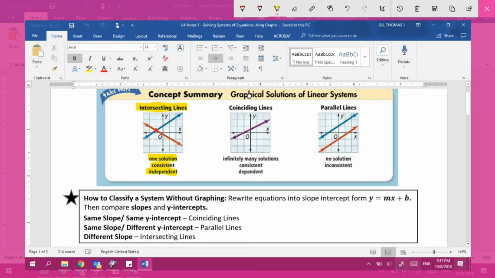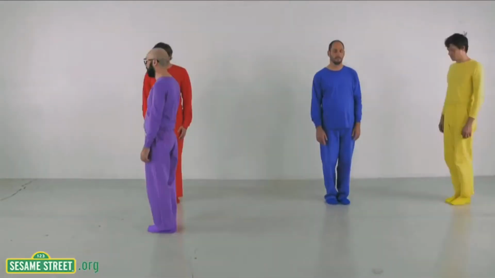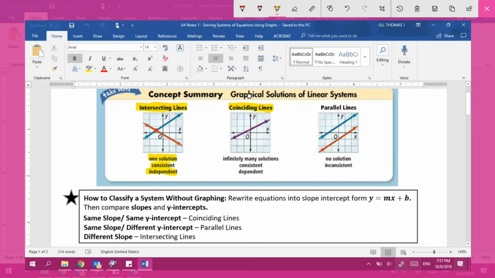All right, next we've got coinciding lines. What the heck is that one purple line? Why is there a purple line on my screen? Because purple equals red plus blue. Blue and red make purple. Which means there's actually two lines just sitting on top of each other.